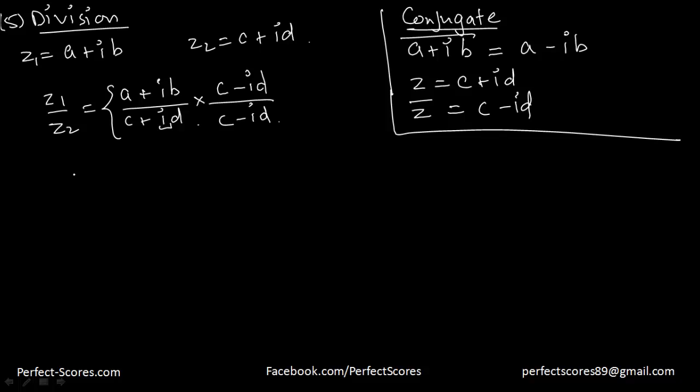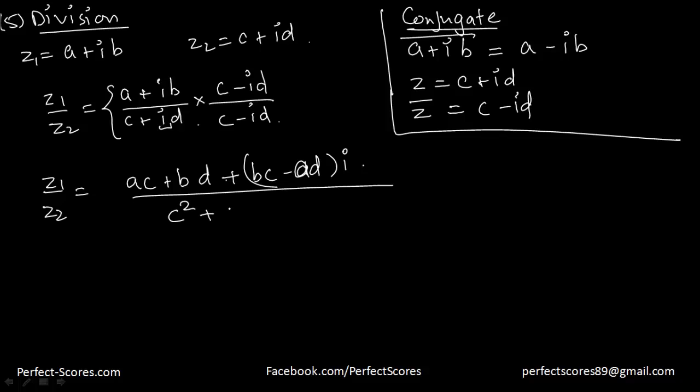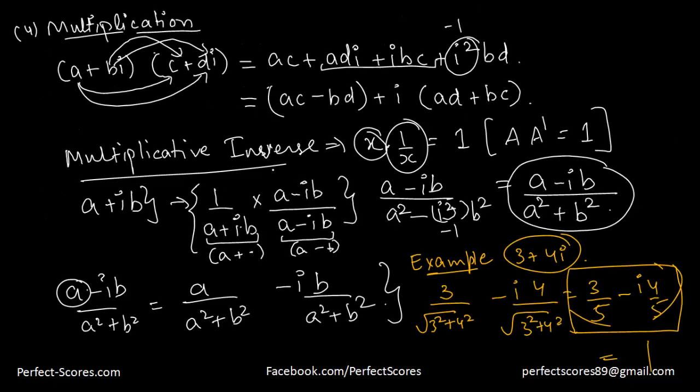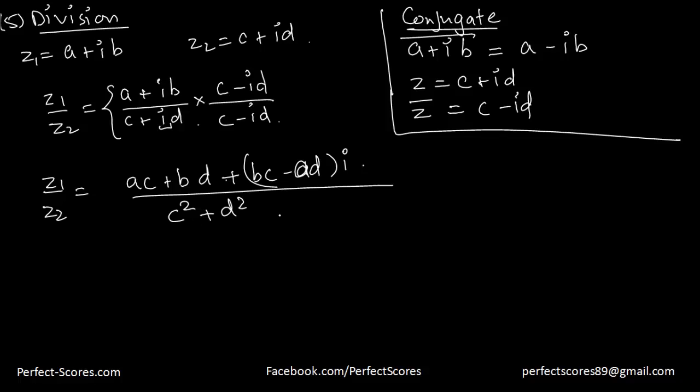So over here, the division is going to come out to be a plus ib into c minus id, and you can multiply this up. It's going to come down to ac plus bd, and plus bc minus ad, and this whole thing will get multiplied by i. And c plus id into c minus id is going to be c square plus d square, as we've already seen in the previous example, where a plus ib into a minus ib came out to be a square plus b square. So this is the division: ac plus bd over c square plus d square.